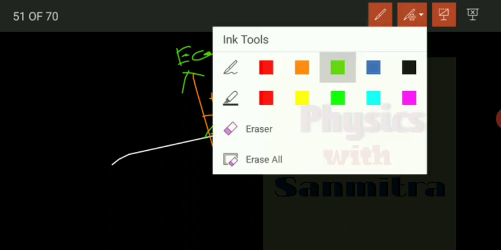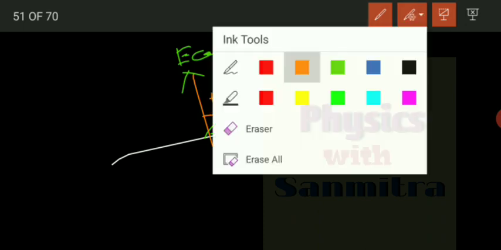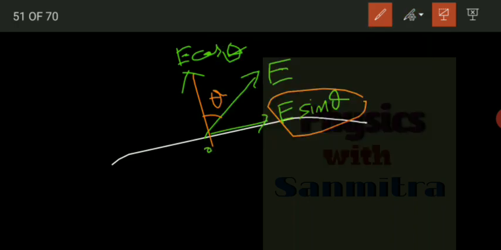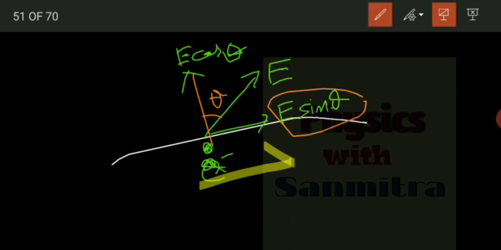Now just understand one thing. This is an electrostatic case. Electrostatic means there is no movement of charge. Now if I place an electron here, since electrons are free to move in conductors, due to this E sin theta component, this electron will start moving in this direction, in the opposite direction.